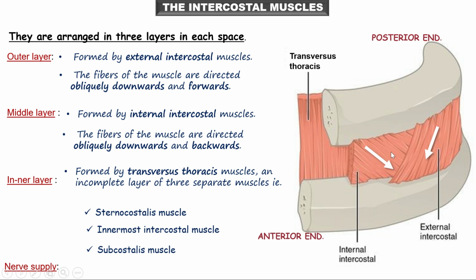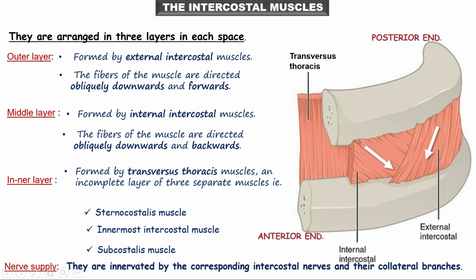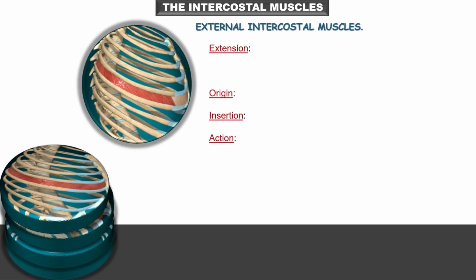The nerve supply of all these muscles is particularly from their corresponding intercostal nerves together with their collateral branches. Now to look at each of these muscles in a detailed fashion, let's look at them one by one. To begin with, let's start with the external intercostal muscles. We shall look first at the extension, or to what extent they move, their origin, their insertion, and their action.